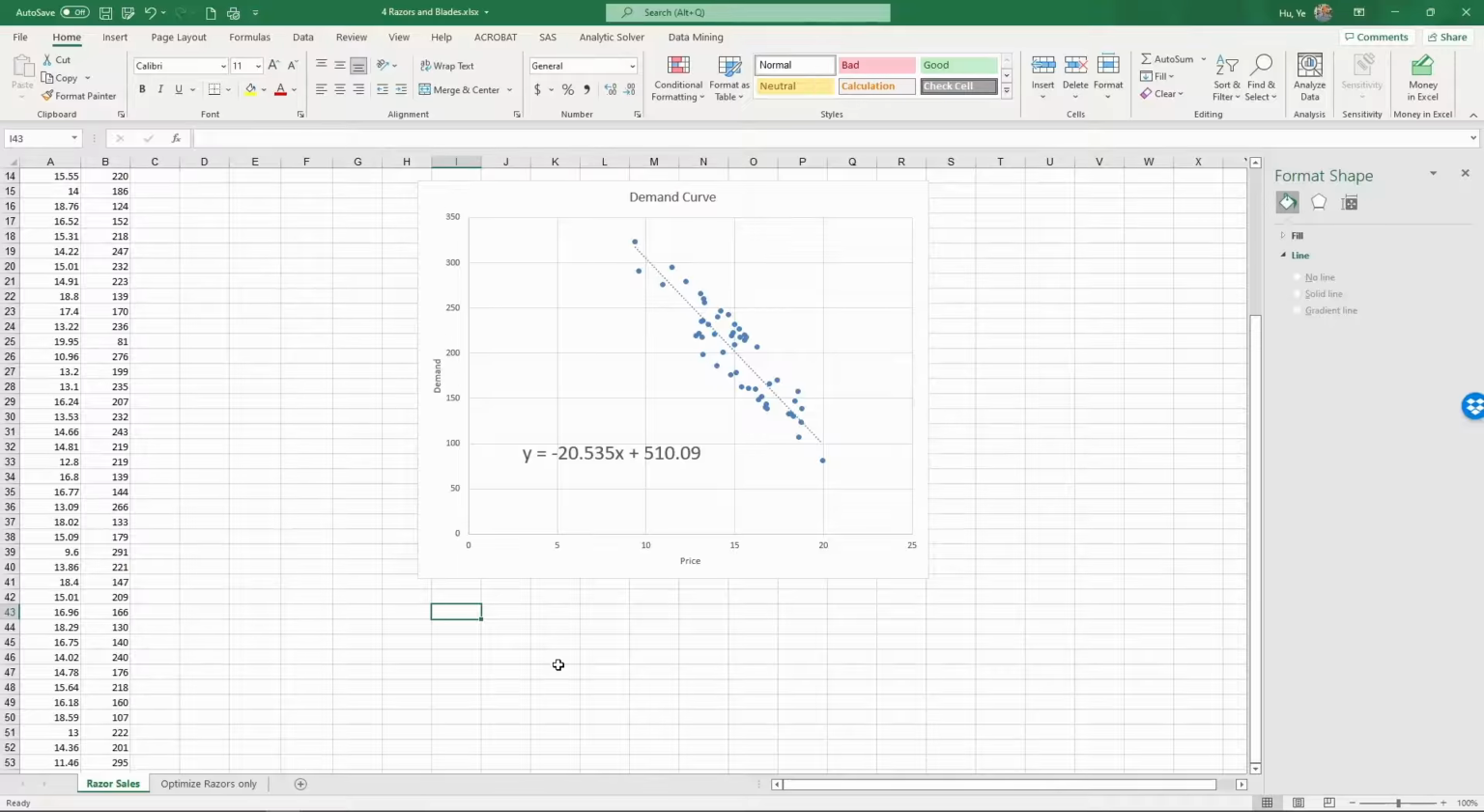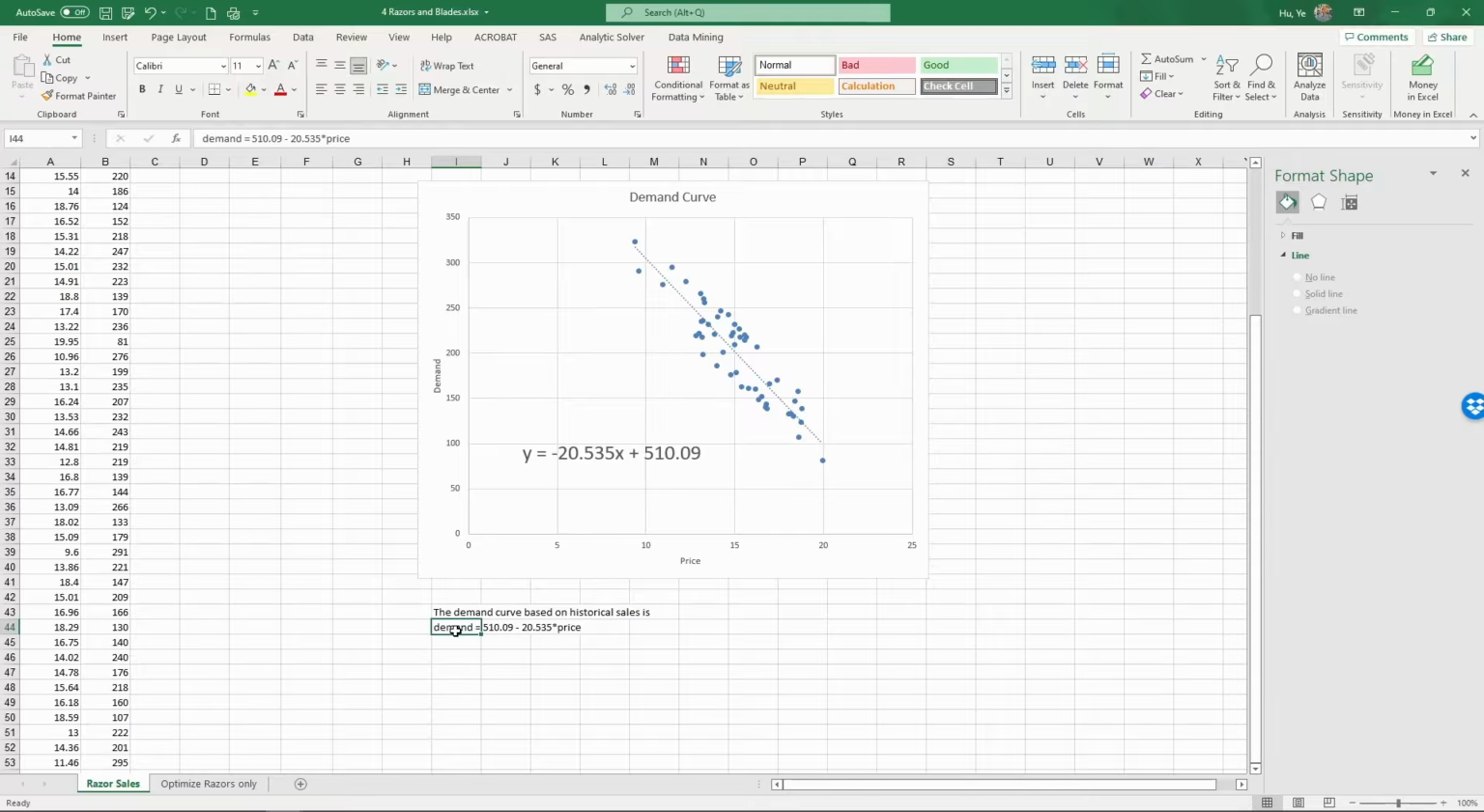So let me type this down. The demand curve based on historical sales is demand equals, I'm going to put the intercept down first, 510.09 minus 20.535 times the price. So that's the demand curve.